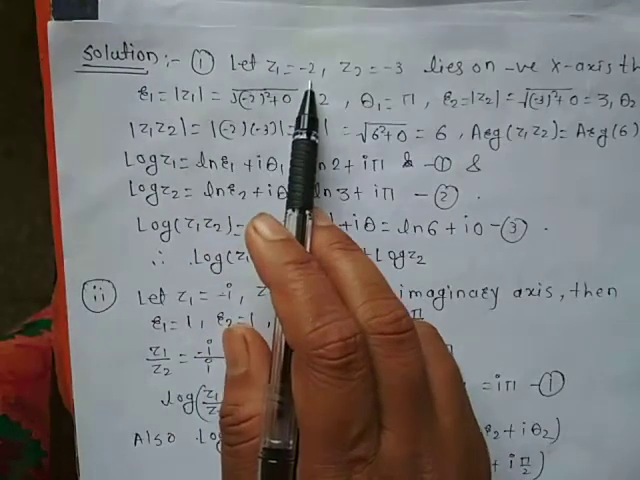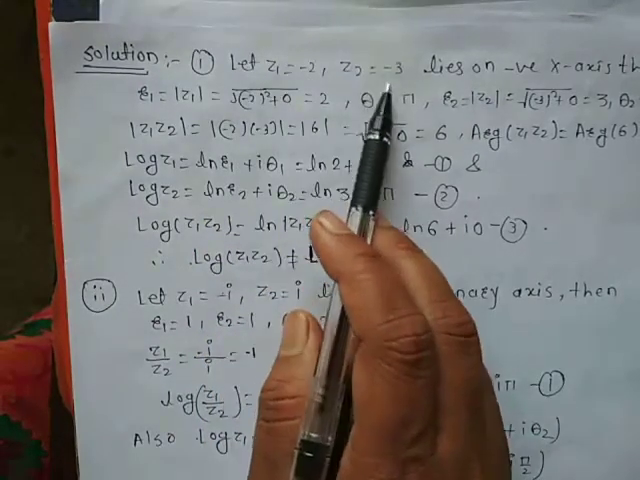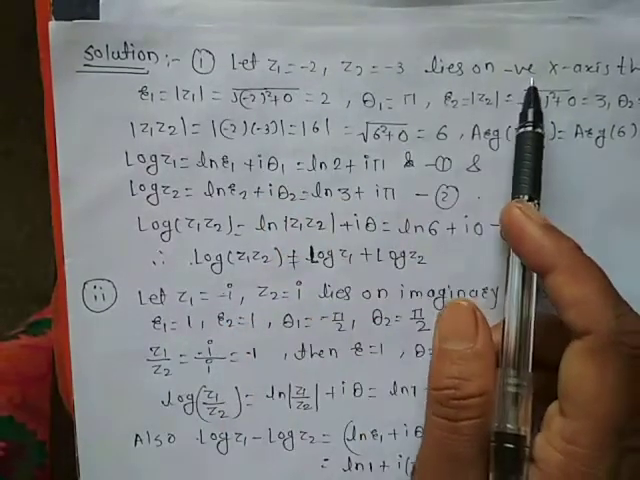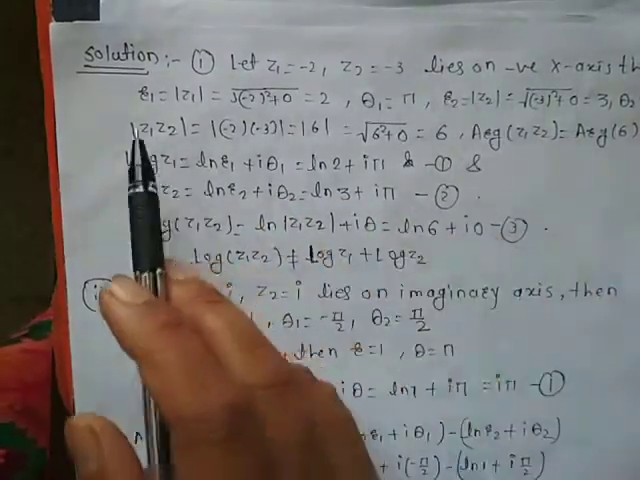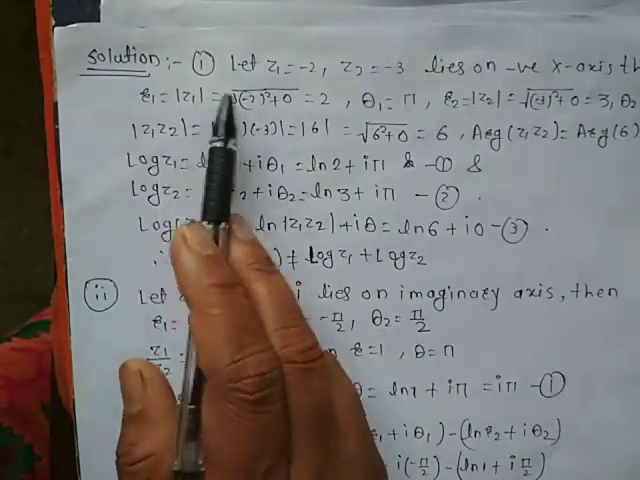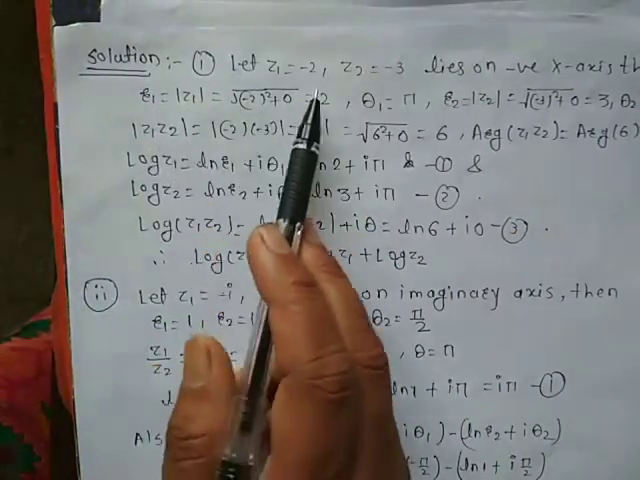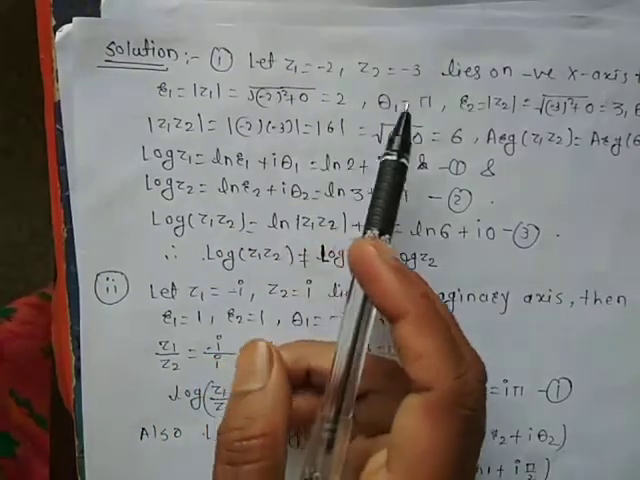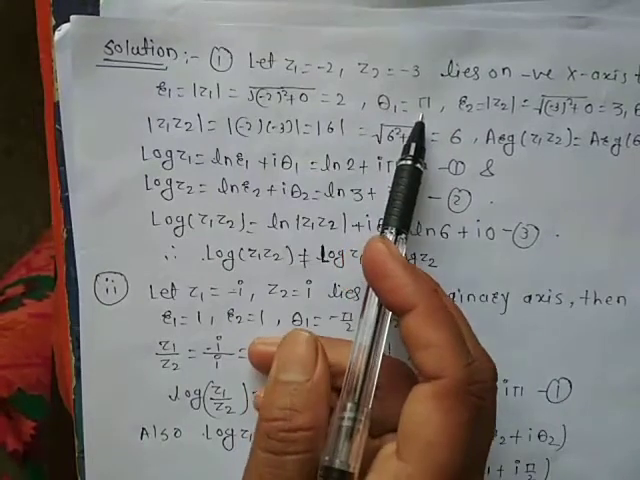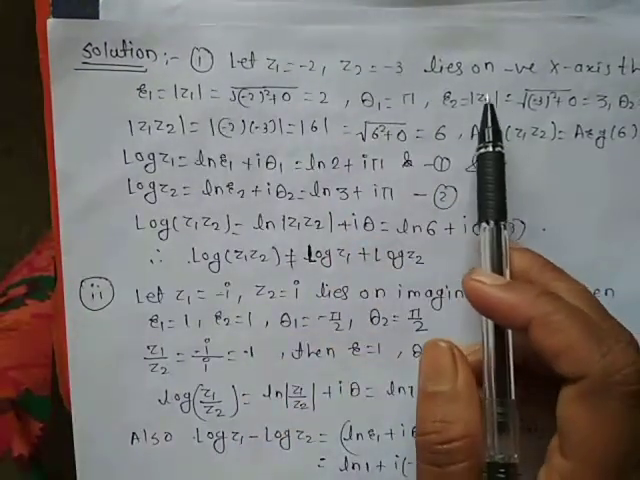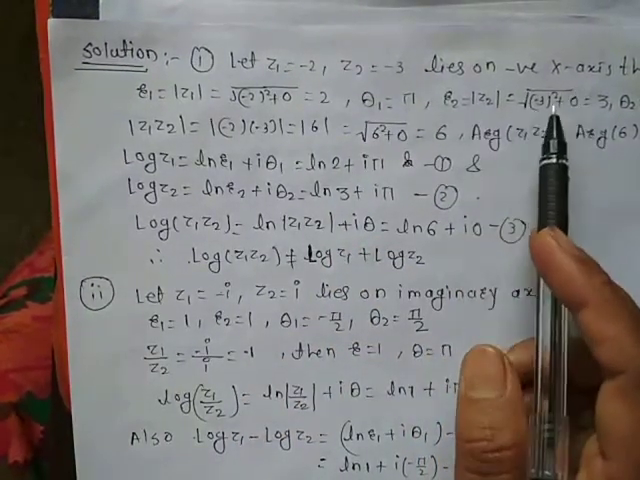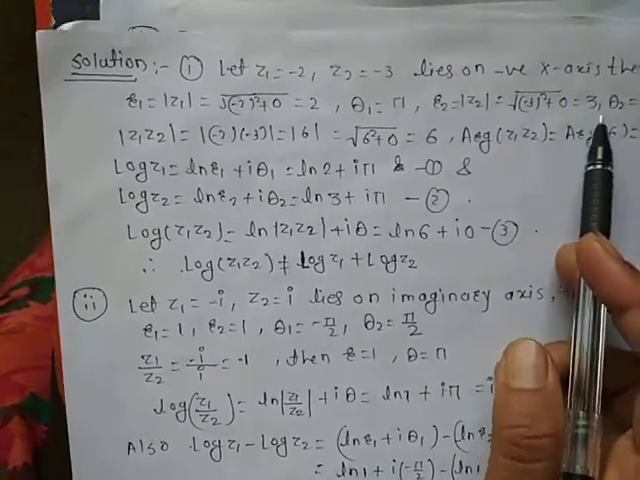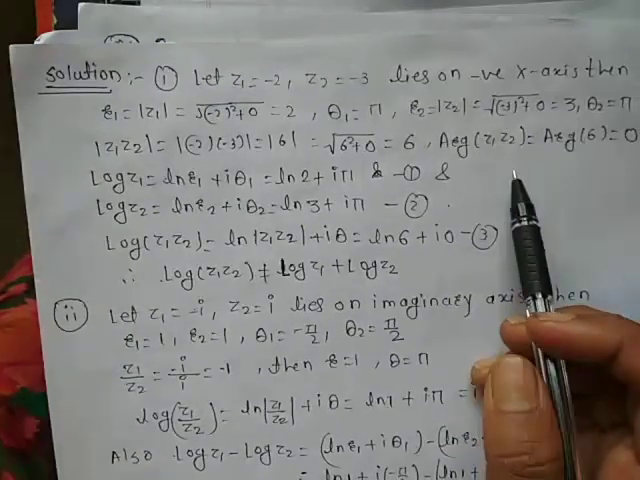Let z1 is equal to minus 2 and z2 is equal to minus 3. Both points lie on the negative x-axis. Then modulus of z1 is r1, which is equal to under root of minus 2 square plus 0, which is equal to 2. And theta1 is pi. r2 is equal to modulus of z2, which is equal to under root of minus 3 square plus 0, which is equal to 3. And theta2 is equal to pi.